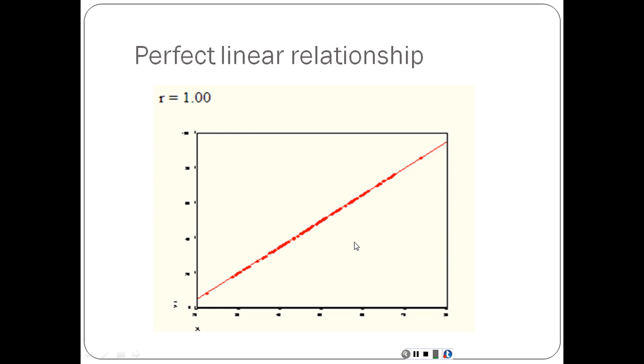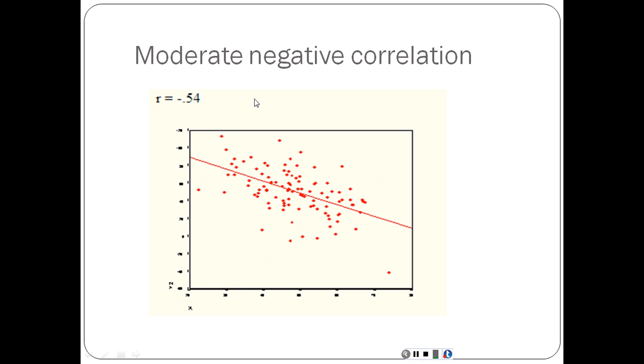So this is an example of a perfect linear relationship. Okay, a perfectly positive linear relationship. As the values of x increase, the values of y increase at the same time. Now this is an r of -0.54, and this is a moderate negative correlation because these two values are going in two different directions. So we have our values on x. As our values of x are increasing, our values of y are actually decreasing.